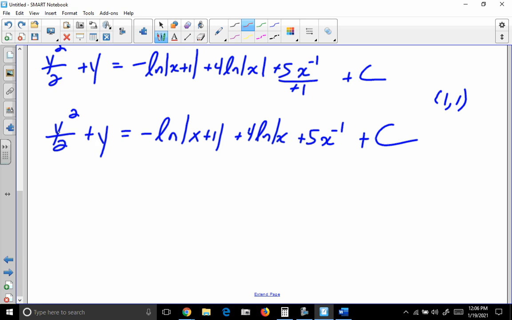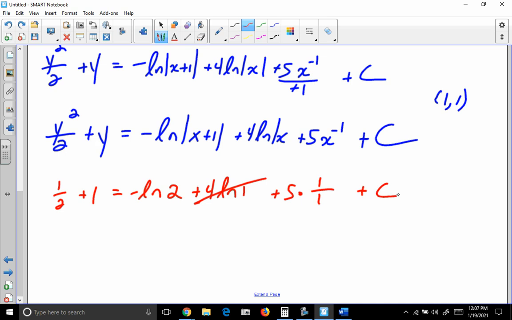If x is 1, y is 1. So if we put a 1 in for y, we get 1 squared over 2 plus 1 equal negative natural log, excuse me, if we put a 1 in for x, 1 plus 1 is 2, absolute value of 2 is 2, plus 4 natural log of 1. Natural log of 1 is 0, so that goes away, plus 5 times x to the negative 1, or we said we could call that 1 over x. If we put a 1 in for x, we get 1 over 1. And we can just solve that for c. So that's 5.